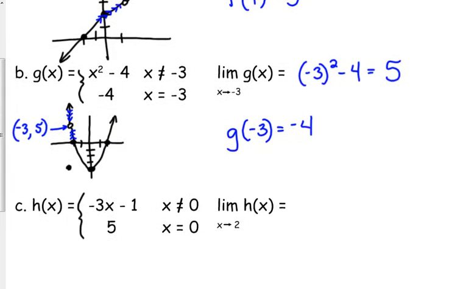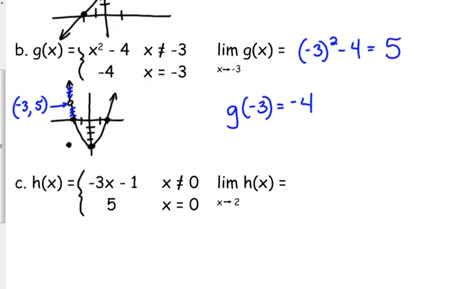Okay, so I'm not going to draw this one because I think you've started to catch on to what we do with these. Anytime we have a piecewise function that has the equal to and not equal to, we are going to plug that value into the not equal to part. I know it's kind of counterintuitive to do that. You think that you should plug it into the other piece.